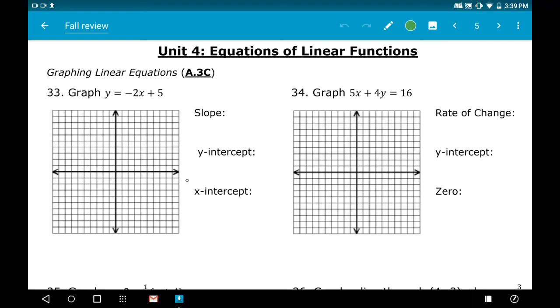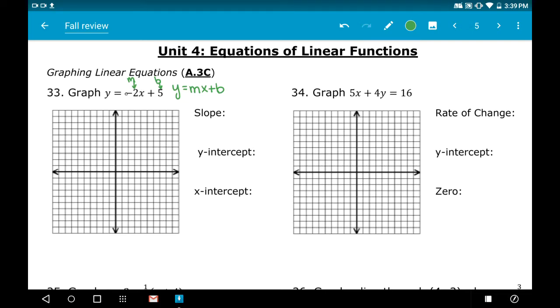Now we're on to Unit 4, which is equations of linear functions, and we're going to start with graphing. So 33 is in slope-intercept form, so remember that's y equals mx plus b. This one gives us the slope right here, so this is m, and it gives us our y-intercept, which is b. So we can go ahead and fill these in.